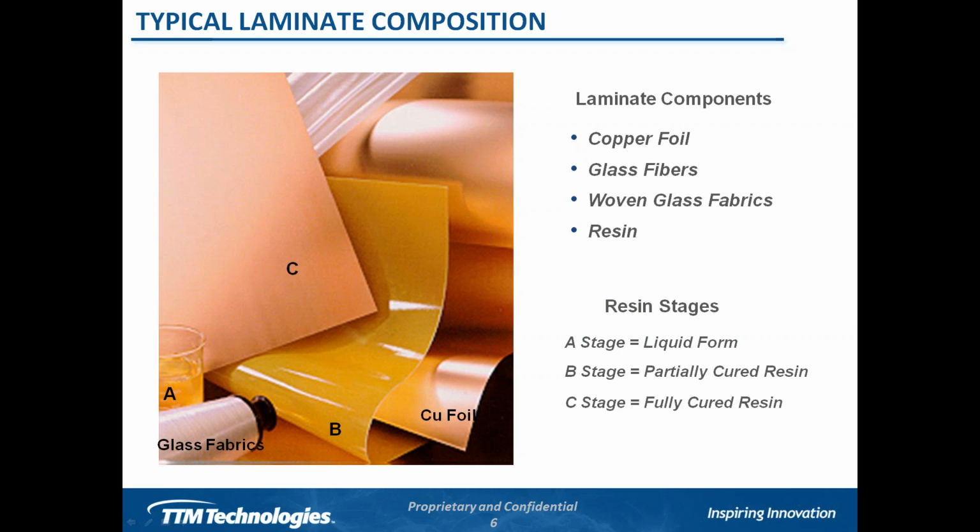And in terms of the resin itself, it comes in 3 forms. There's what we call A stage, which is a pure liquid form, B stage, which is a partially cured resin, often called prepreg, and then there's a C stage, which is the fully cured resin, which we often see in laminate materials, or in the case of a fabricator, a fully pressed circuit board.